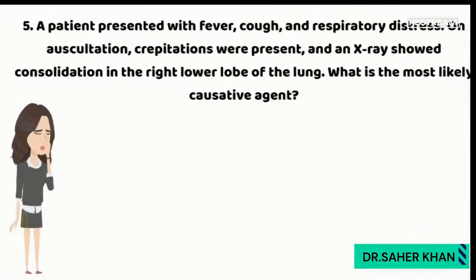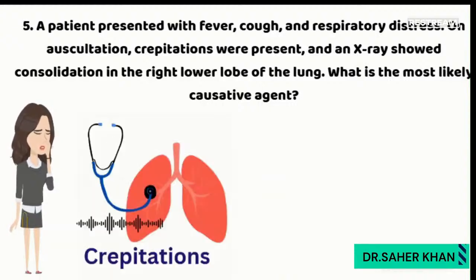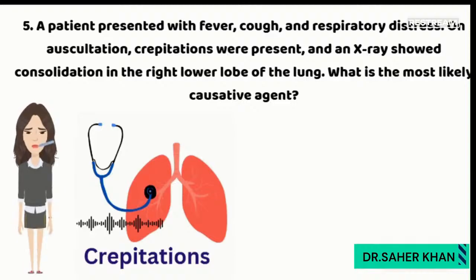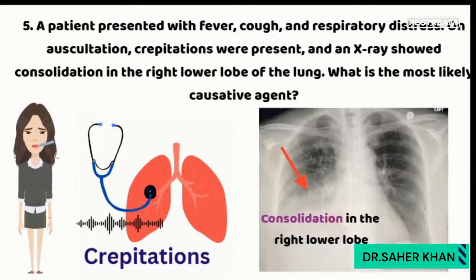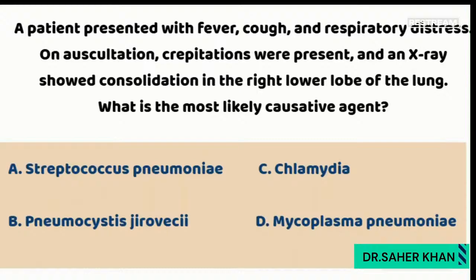Okay, so our last question. A patient presented with fever, cough and respiratory distress. On auscultation, crepitations were present and an X-ray showed consolidation in the right lower lobe of the lung. What is the most likely causative agent? So these are the options.